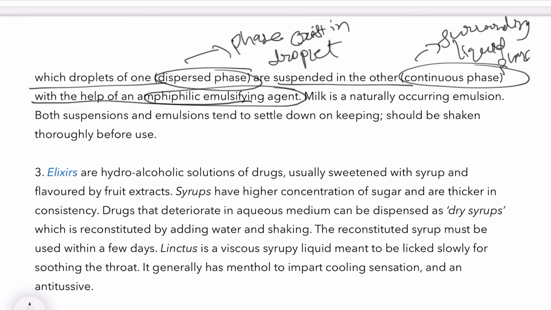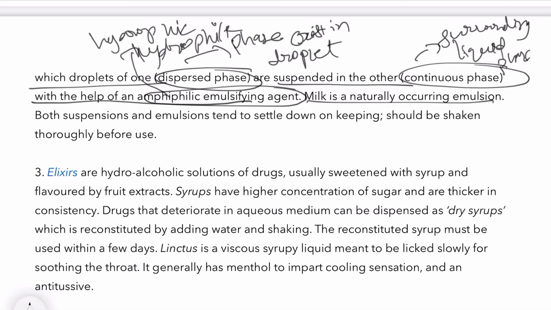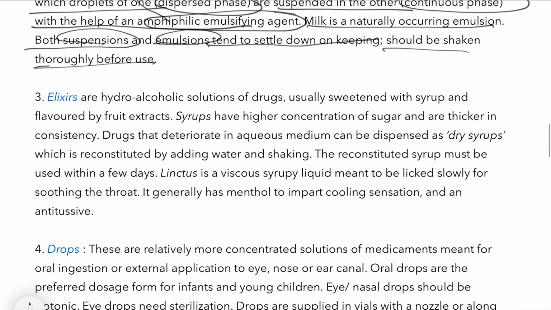Amphiphilic means that it has both hydrophobic, that is water resistant, and hydrophilic properties, that is an amphiphilic emulsifying agent. Milk is a naturally occurring emulsion. Both suspensions and emulsions tend to settle down on keeping, so they should be shaken before use. You should shake before taking.